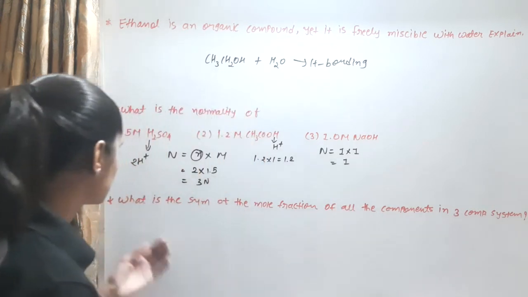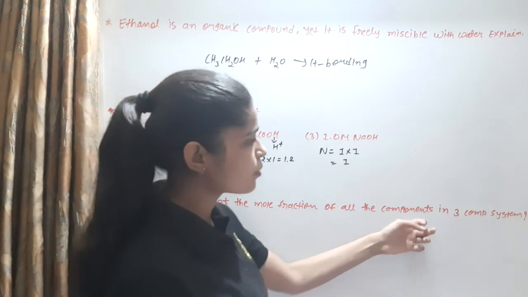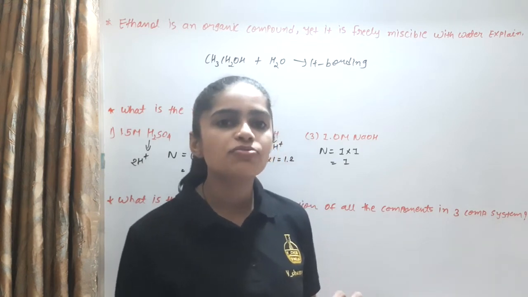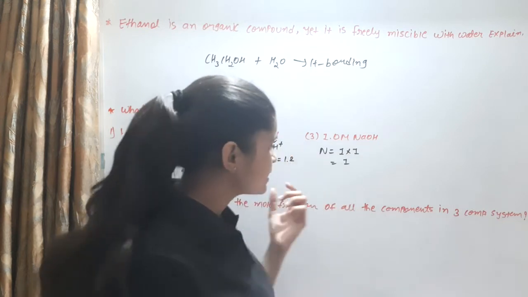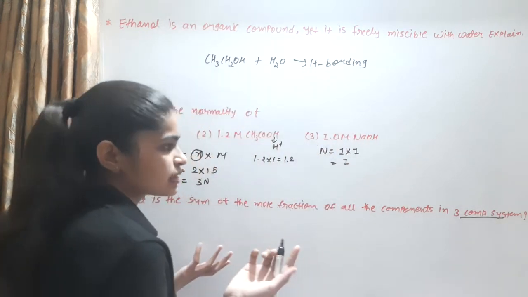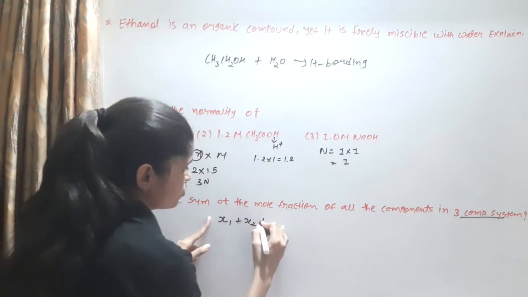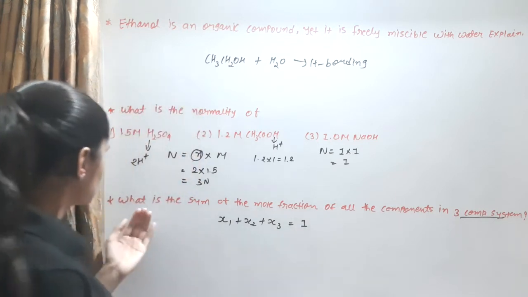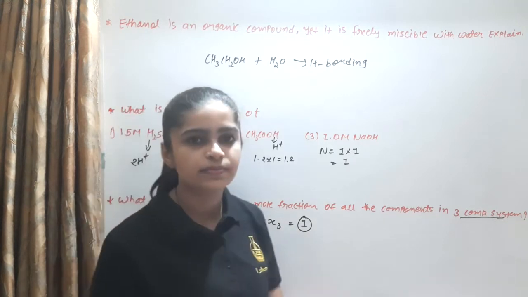Next question: what is the sum of the mole fractions of all the components in a 3-component system? We know that the sum of the mole fractions is always 1. Here a 3-component system is given, so x1 plus x2 plus x3 is equal to 1. That way, the sum of the mole fractions is always 1.